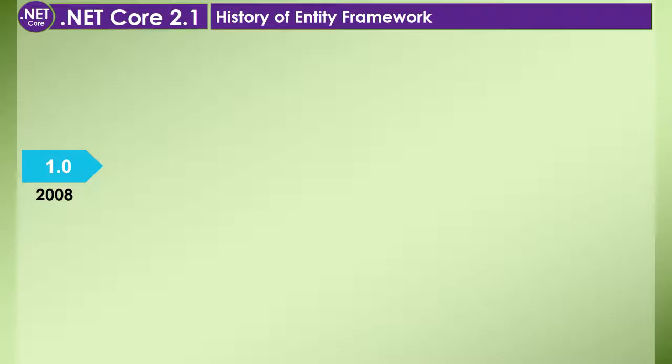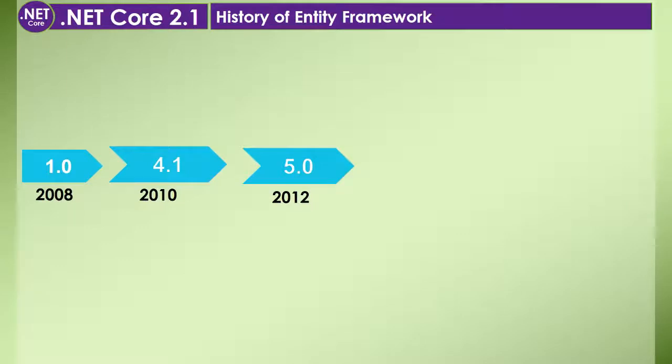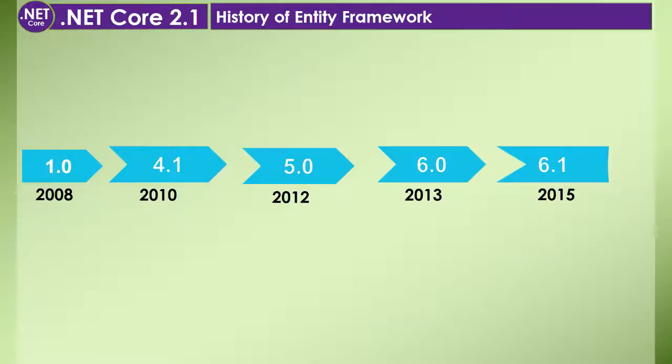Entity Framework was first introduced in the year 2008 as version 1.0, and then in 2010, Entity Framework 4.1 was introduced, which was the first really popular version in the history of Entity Framework. Then in 2012, Entity Framework 5.0 was introduced, then 6.0 was released in 2013, and then in 2015 the 6.1 version of Entity Framework was released.